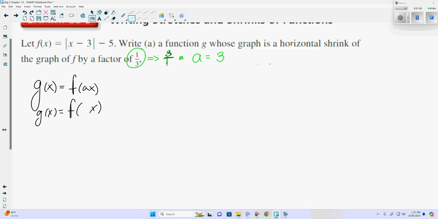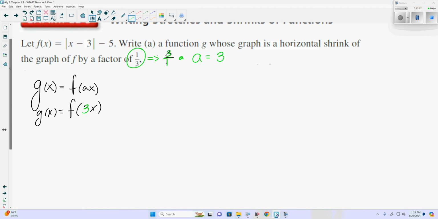Questions on how this works? Unfortunately, most of the reasoning behind it is a little weird, a little funky. But to find this stretch or shrink that we're going to apply, we have to take whatever factor they give us and flip it. So 1 over 3 becomes 3 over 1, telling us our value of a is 3. And we can plug that in. So what we're applying to the original function is this 3x.